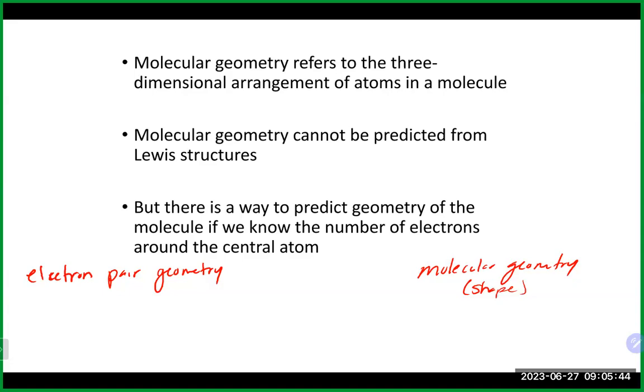What we will see is in certain situations, both of these names will be the same. And in other situations, the only name that will actually change will be the molecular geometry name. The electron pair geometry will remain the same, regardless of what's going on, but the molecular geometry, or the shape of the molecule, will change based on it.